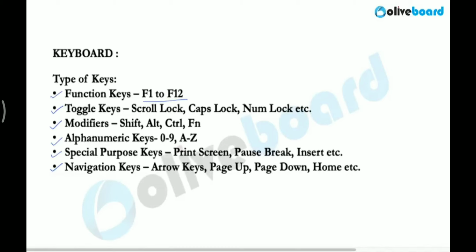Okay, these sort of keys are called alphanumeric keys. Next keys are special purpose keys, and they are print screen, pause break, insert, etc. Other set of keys are navigation keys, and navigation keys contain arrow keys, page up, page down, and home buttons, etc. Okay, so these were the different types of keyboard keys.